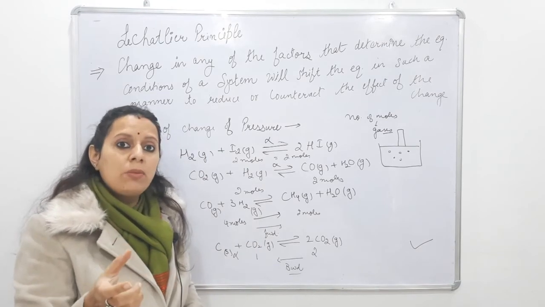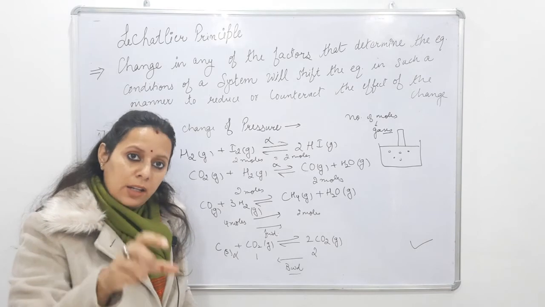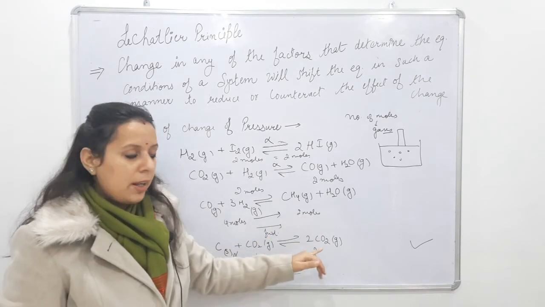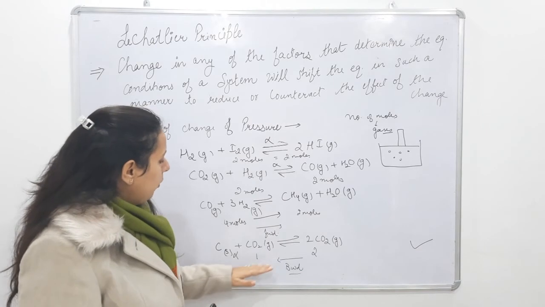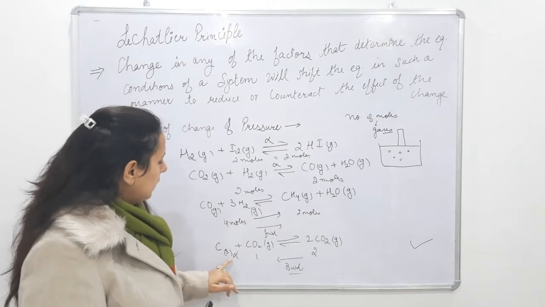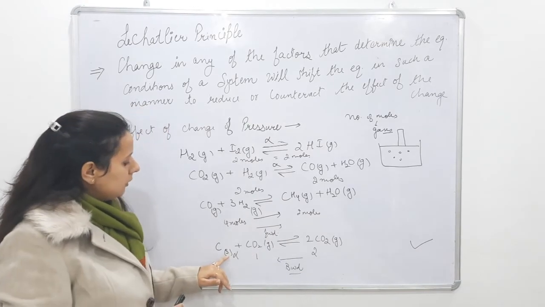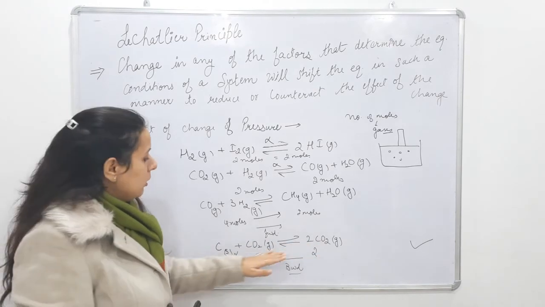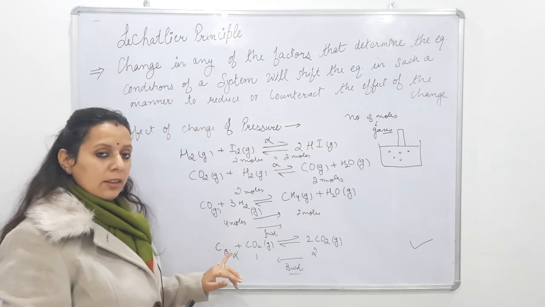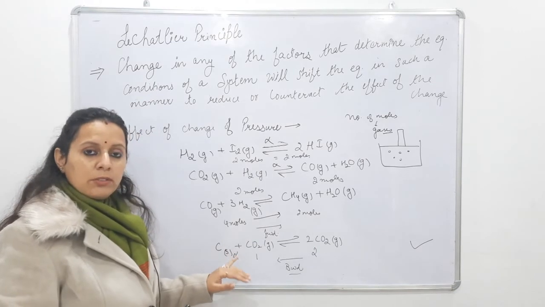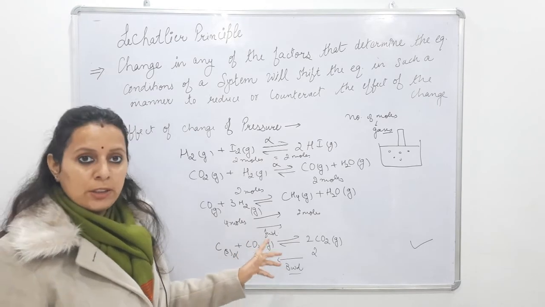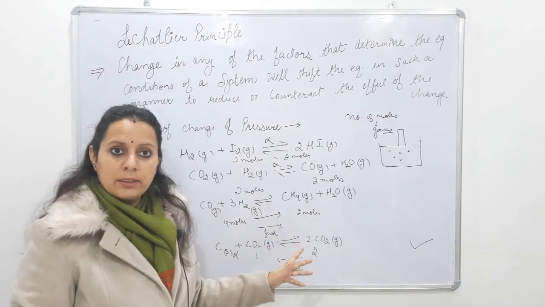Why is it shifting? In order to attain the equilibrium. So it will shift towards the forward direction. Let us take one more example: carbon solid plus carbon dioxide gas gives 2CO gas. In this reaction we will not take the number of moles of the solid, because we only have to take the number of moles of gases. Why? Because pressure can be applied only to gases, right?